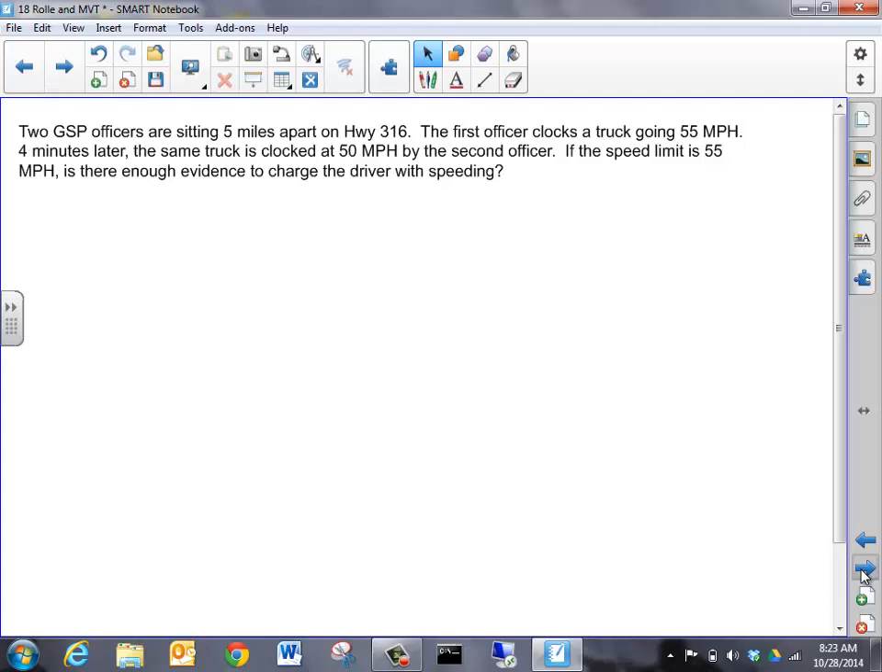Why? All right, so it's 4 minutes, they went 5 miles. That comes out to be an average of 65 miles an hour, which is right on the edge. And because you're being clocked at lower than the average at both intervals, you've got to be doing higher than the average. Okay. Does everybody follow Josh's logic here? He says they're sitting 5 miles apart. Okay? The first officer clocks the truck going 55 miles an hour. 4 minutes later, the same truck is clocked at 50 miles an hour.